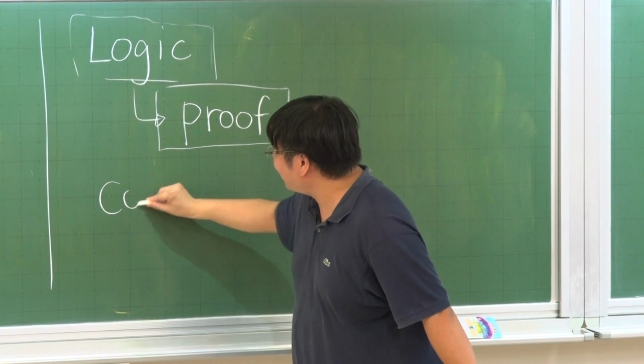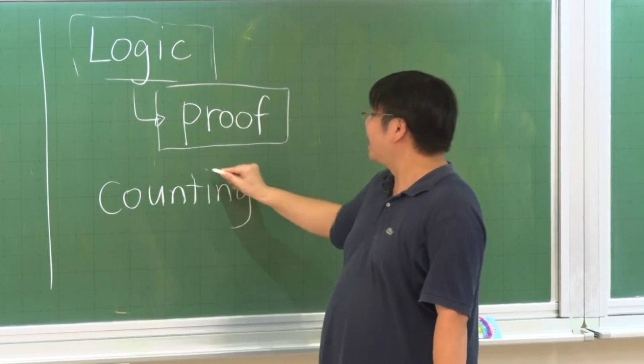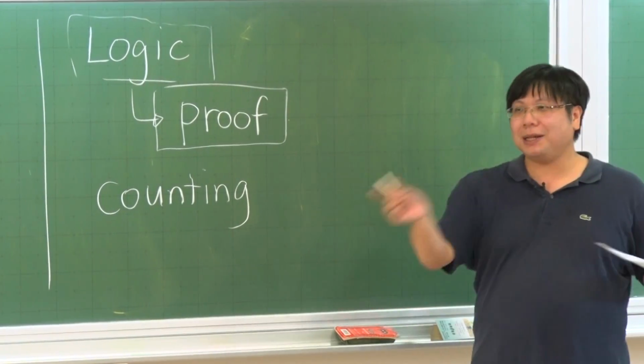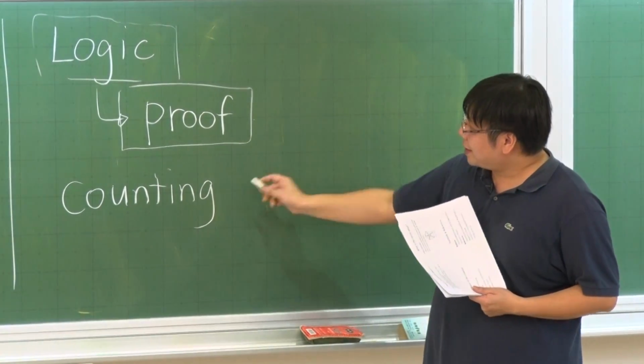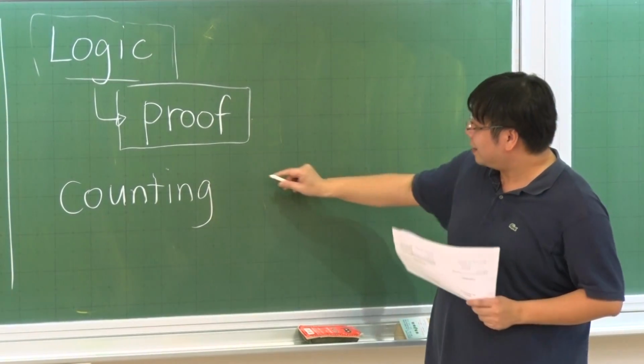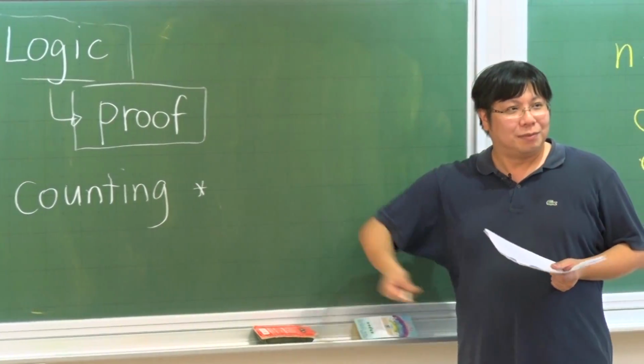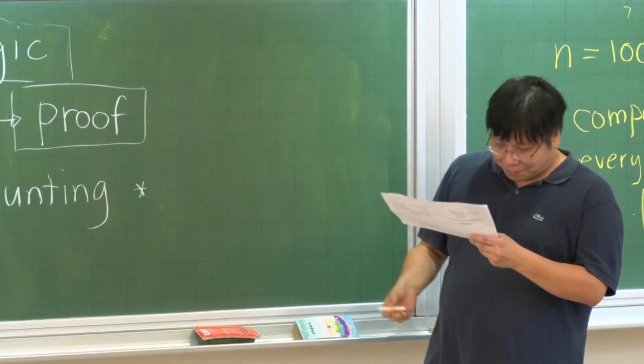The next one is something about combinatorics. We call it combinations. How many ways of doing things? So we call this a counting problem. You count how many ways there are. Some of you may have studied this already in high school, but let's do this again.